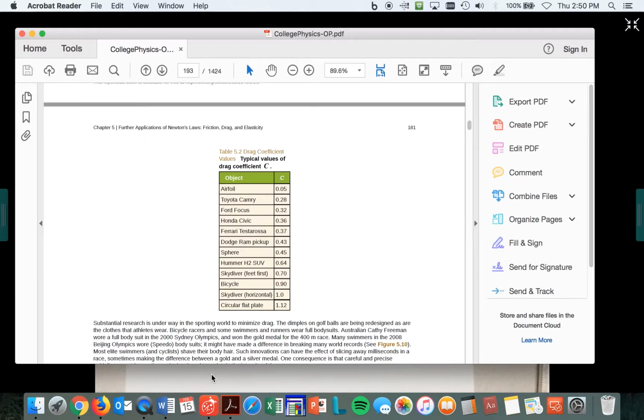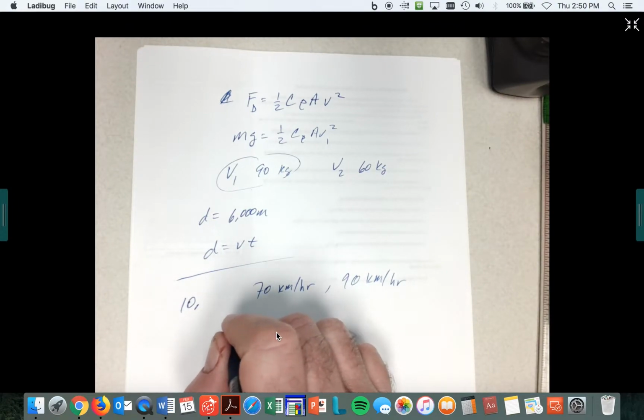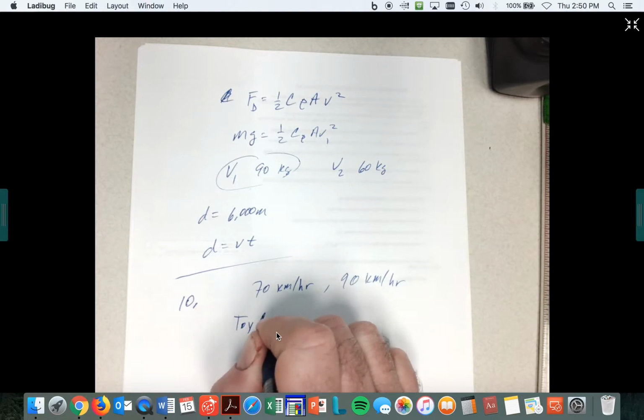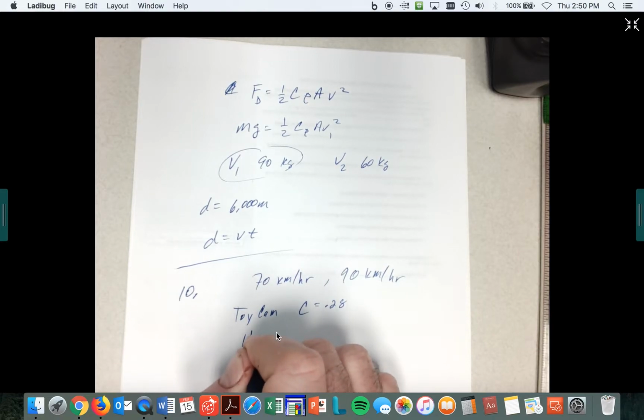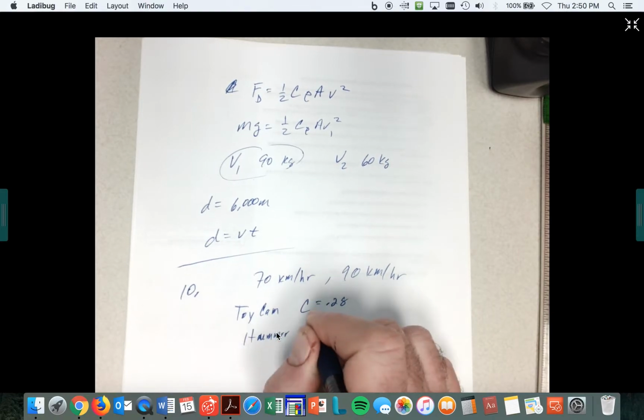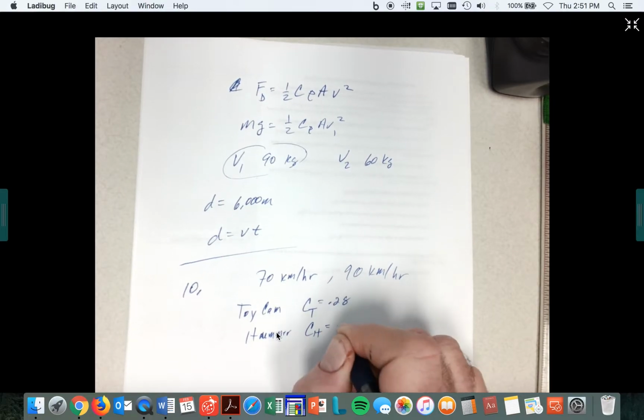All right, so let's take a look. We've got a Toyota Camry, and I think they're talking about 70 kilometers per hour and 90 kilometers per hour. All they wanted you to do is look at the coefficient. You have to do 4 calculations of the drag for problem 10. I'm writing stuff down and not showing anything. So the Toyota Camry, C is equal to 0.28. The Hummer, C is equal to 0.64.